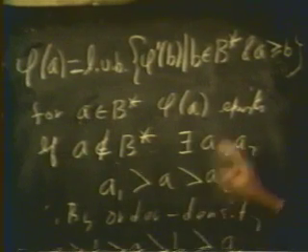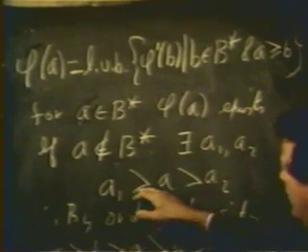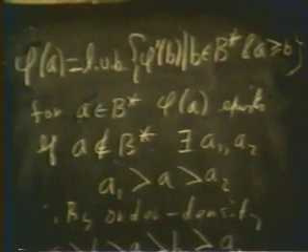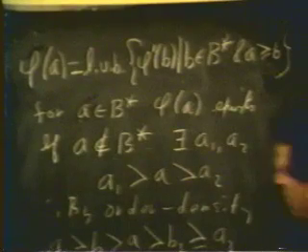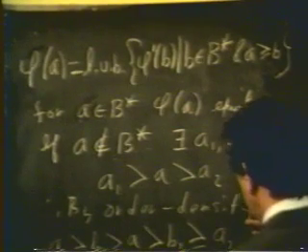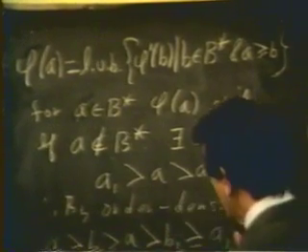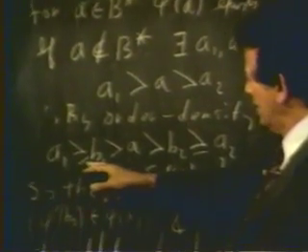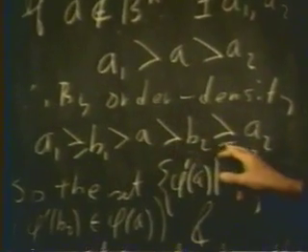If it isn't in B starred, then we know that there exist A1 and A2 such that A1 is strictly greater than A, strictly greater than A2. It's easy to make that argument, to show that there is such an A1 and A2, from the properties of B starred and the assumptions about the order. By order density, then, we have A1 at least as great as B1, strictly greater than A, strictly greater than B2, at least as great as A2.